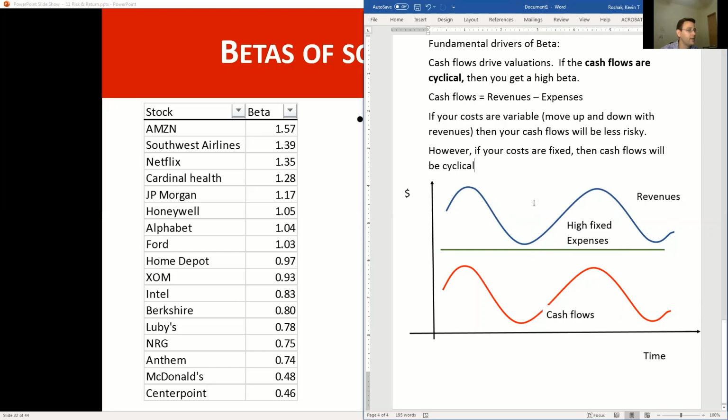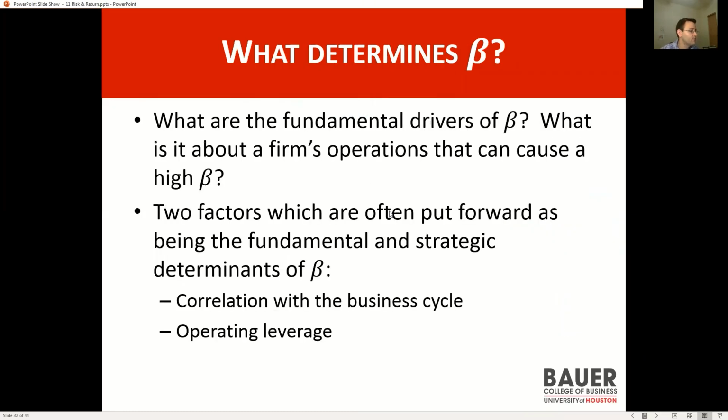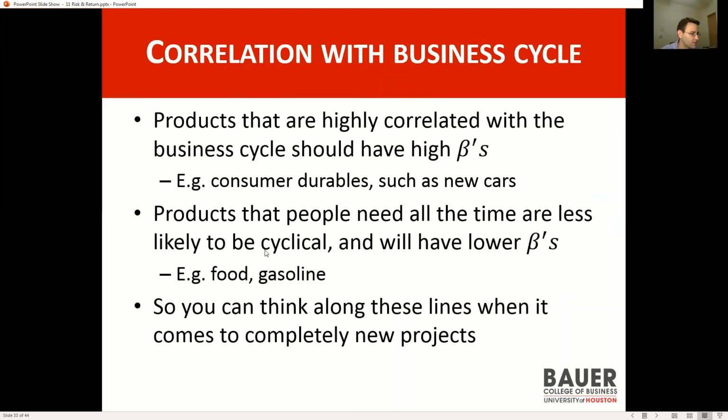Okay. So those are the two basic drivers of beta: the correlation with the business cycle and what we call operating leverage. Operating leverage is just a fancy name for high fixed costs. Okay. The first driver is relatively intuitive. If your products are highly correlated with the business cycle, you'll have a high beta.